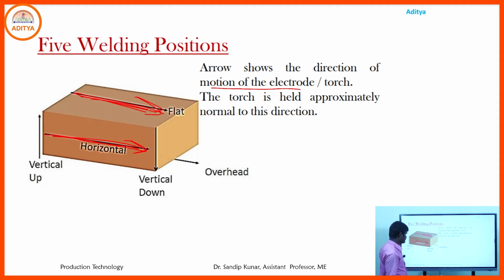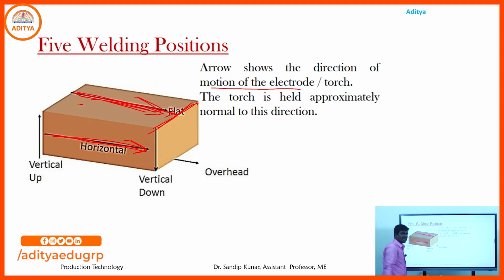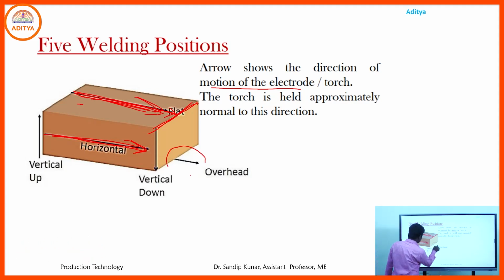Actually this torch is like normal to that direction. Across this face the arrow shows a normal position. So that is the overhead position. That is the flat position. That is the horizontal position, that is the vertical up, and that is the vertical down. If we use these positions, we take different plates and do the welding across these positions also.